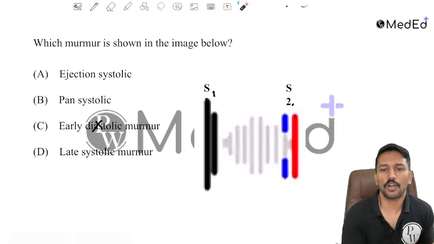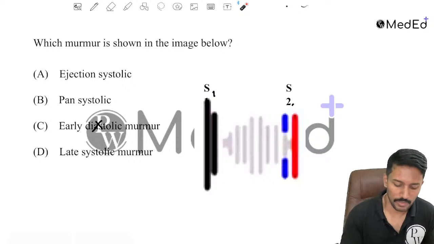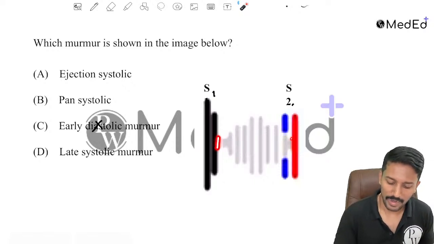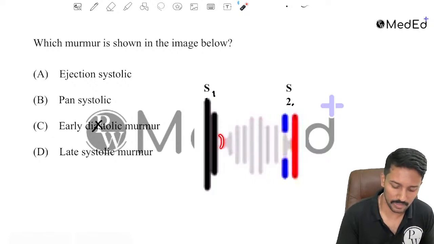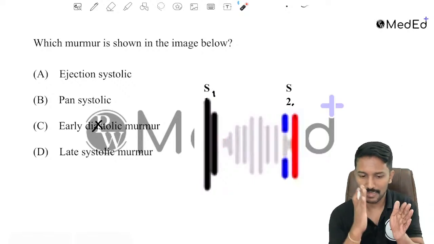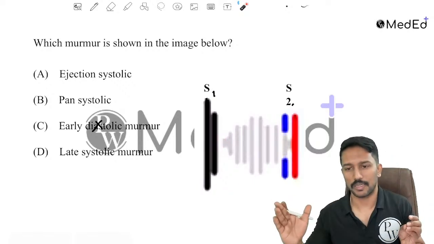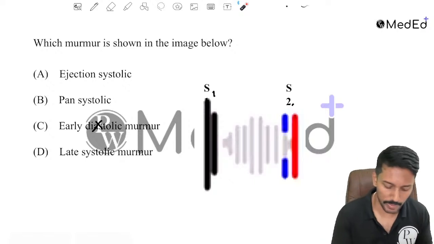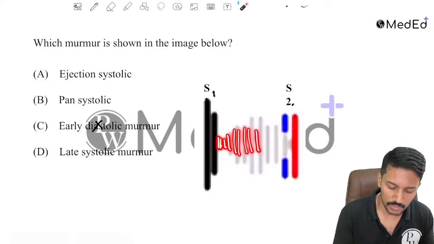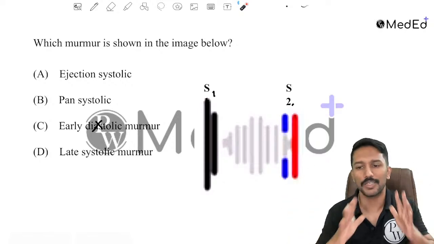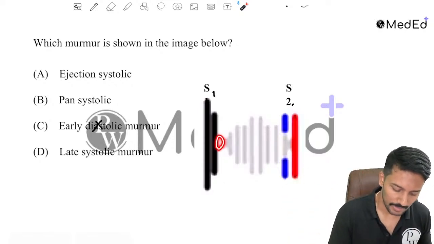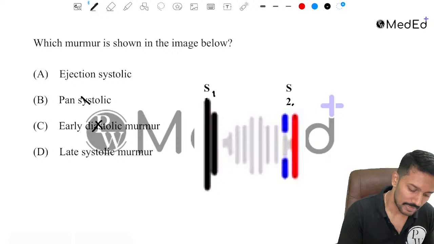Okay, I'll tell you why it is not pansystolic. If it is pansystolic, the murmur starts with S1 and ends with S2, right? Here I can say that it is ending with the S2, merging with the S2, but it is not starting with the S1. You can see a gap. S1 happens, there is a gap, and then the murmur starts. So it can't be pansystolic. If it was pansystolic, it would start with the S1 and continue to S2, so S1, murmur, and S2 all would be merged. But you can notice a gap there. So it is not pansystolic either.